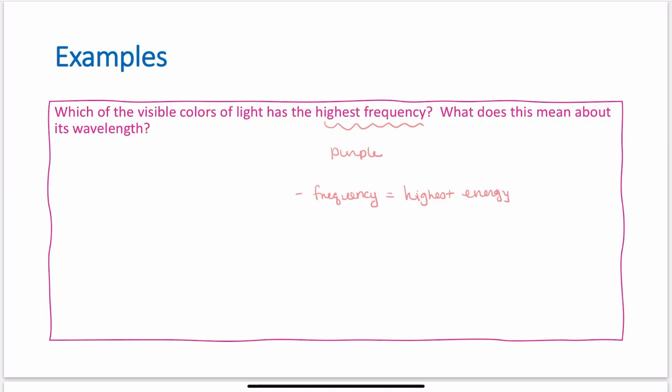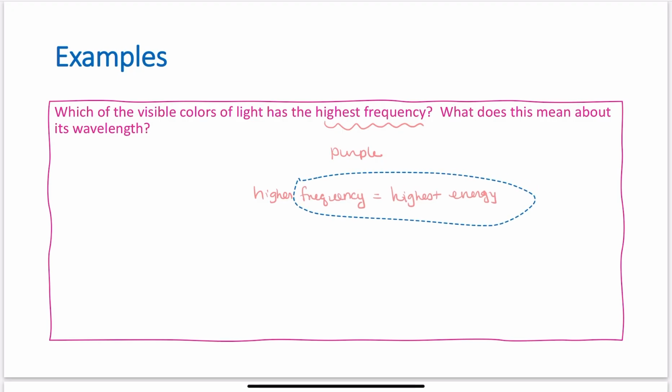Now I'm going to change this from saying highest to higher because this is only highest within the visible spectrum. It's not the whole electromagnetic spectrum. Okay. Just within the color spectrum itself, the visible spectrum, it's the highest. But the higher the frequency, the higher the energy, the shorter the wavelength.